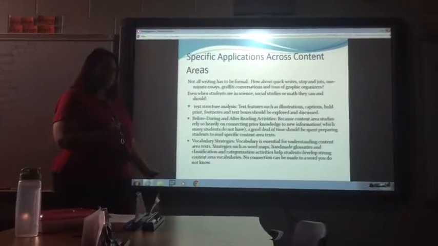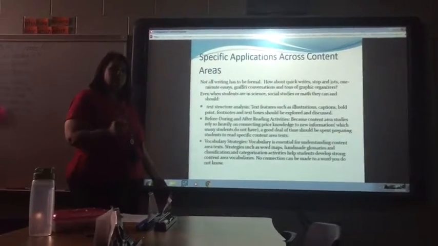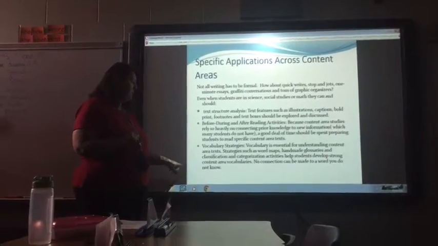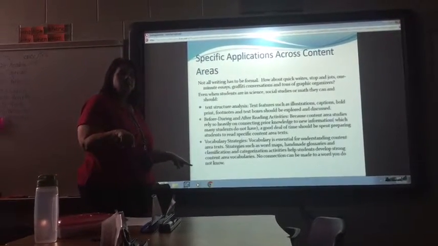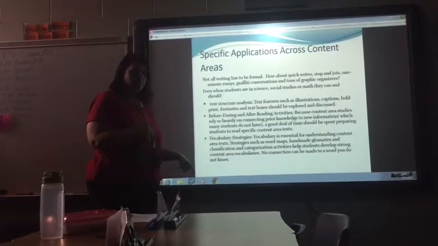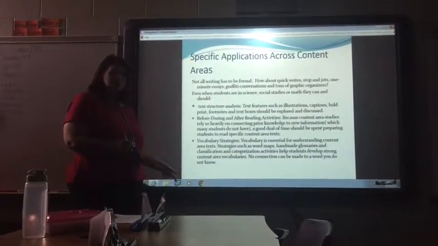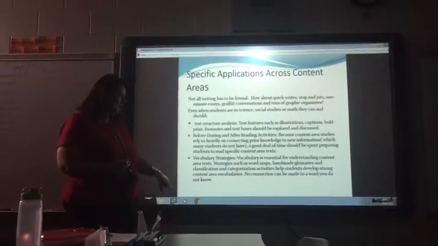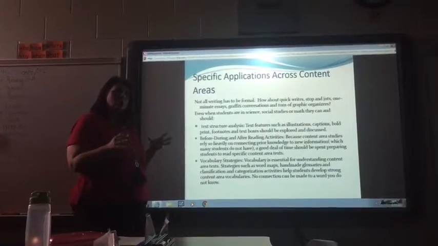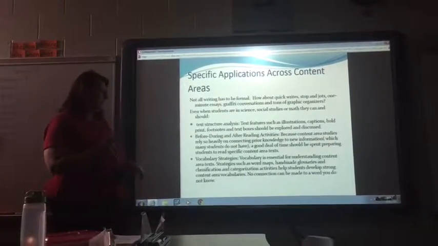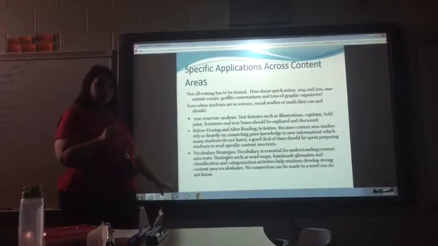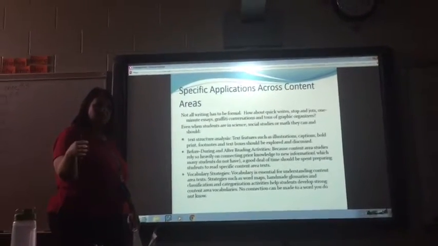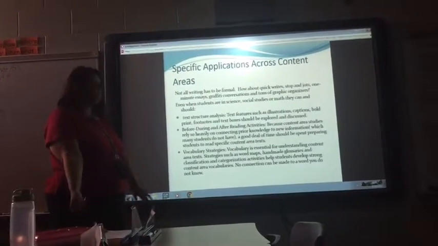And then vocabulary strategies. I think vocabulary is really underused, even in elementary school, where it should be one of the most important things. It's essential for understanding content in those area texts. Even kids that read a lot might see words that they don't know, that are not familiar to them, when they're doing a new unit. So things like word maps, handmade glossaries, classification and categorization activities help them develop strong content area vocabularies. It's hard to make a connection to a word that you don't know, or to understand and embed it in the text and just keep reading and understanding when it's something brand new for you.